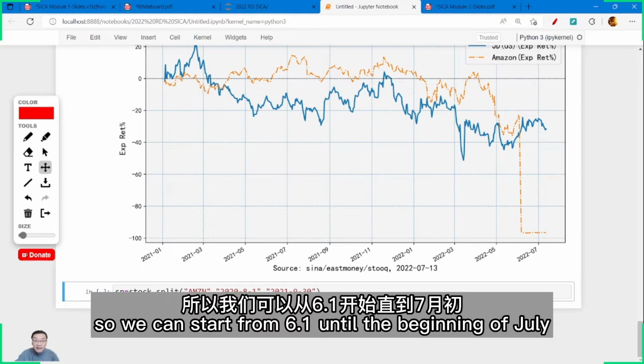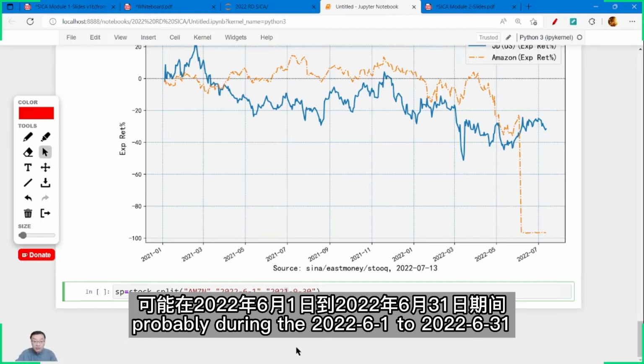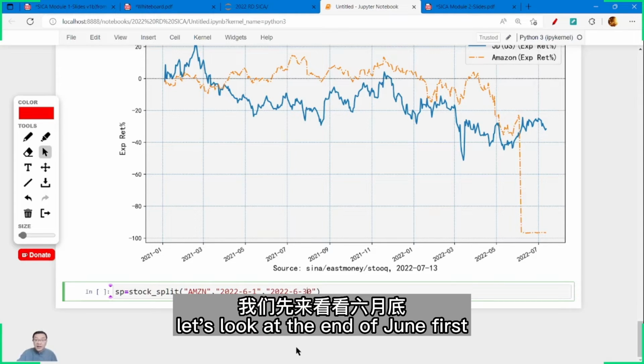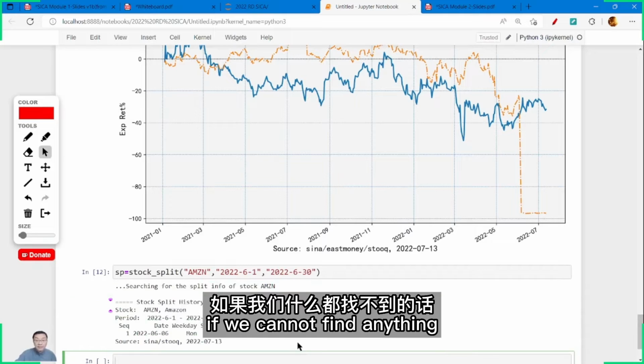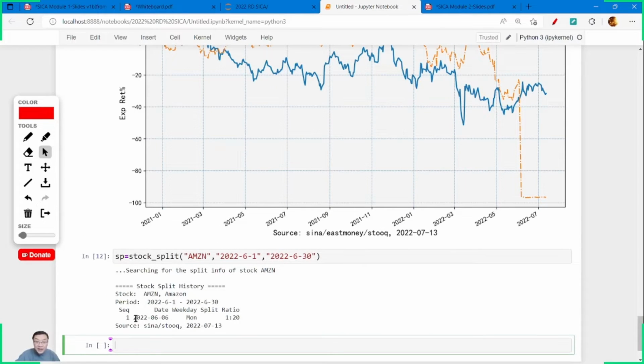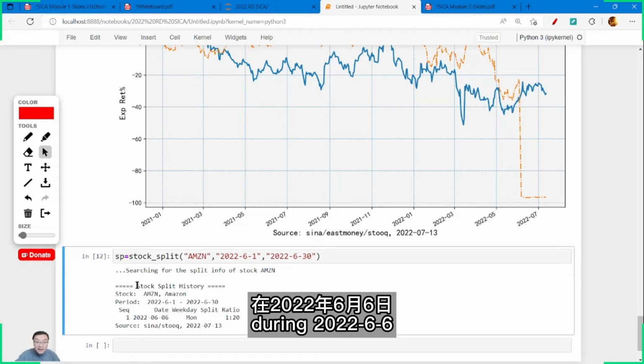Okay. 2022, probably June the 1st. And then 2022, let's look at end of June. If we cannot find anything, we can expand the period of time. Oh, yes, we find out something. Look at here. 2022, June the 6th, Monday. We have a stock split.